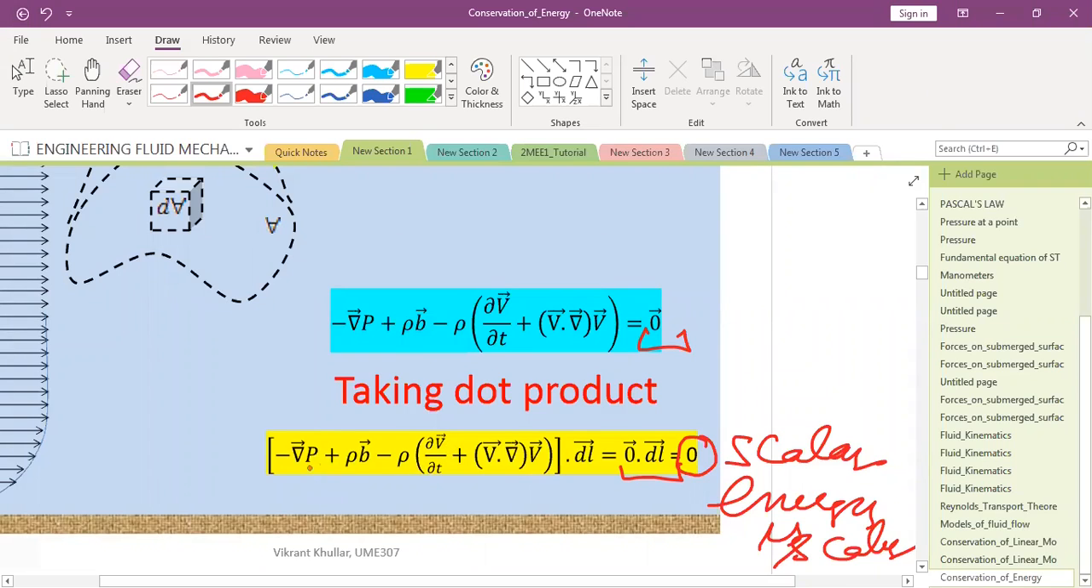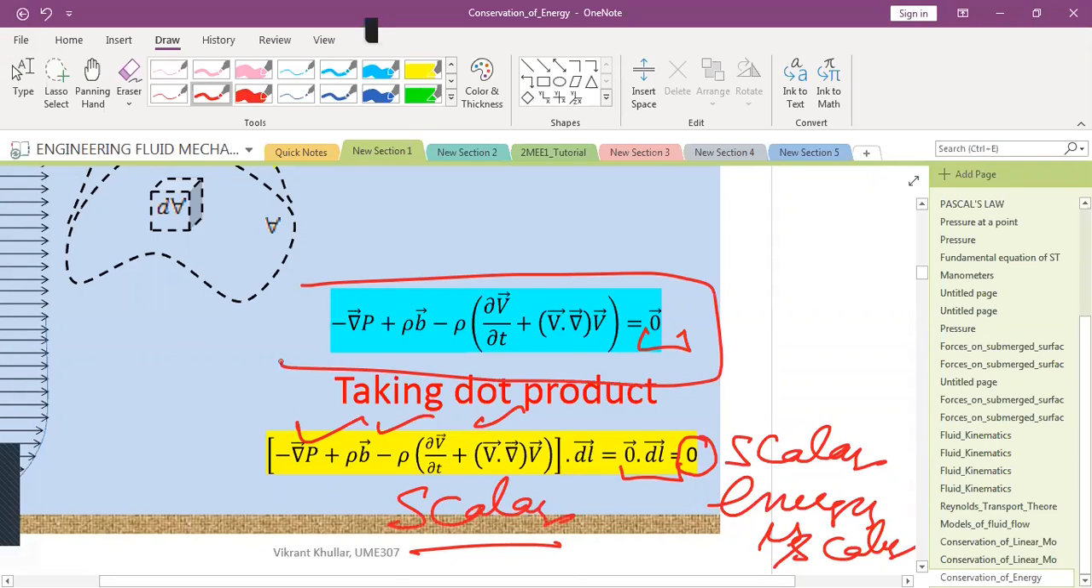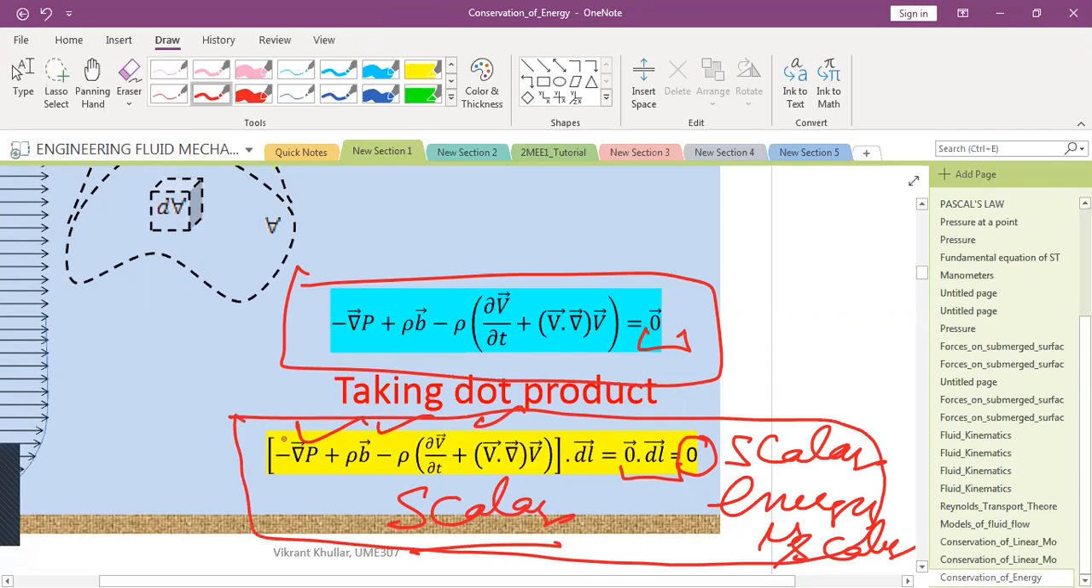Every term here when dotted with some displacement vector will also change to a scalar quantity. So I am coming from a vector equation that was conservation of linear momentum in inviscid region of flow to conservation of energy in inviscid region of flow by only one manipulation, that is I am dotting it with dl, this equation. Any doubts to anyone?